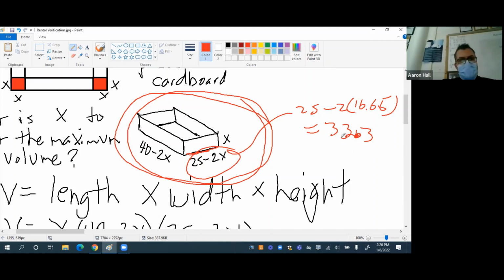Did I do that right? No, I don't think I did that right. Wait, hold on a second. 25 minus... this is what it gives me. 25 minus 33.332. So there's not enough fabric or enough cardboard to cut off. So this value can't be 16.66.